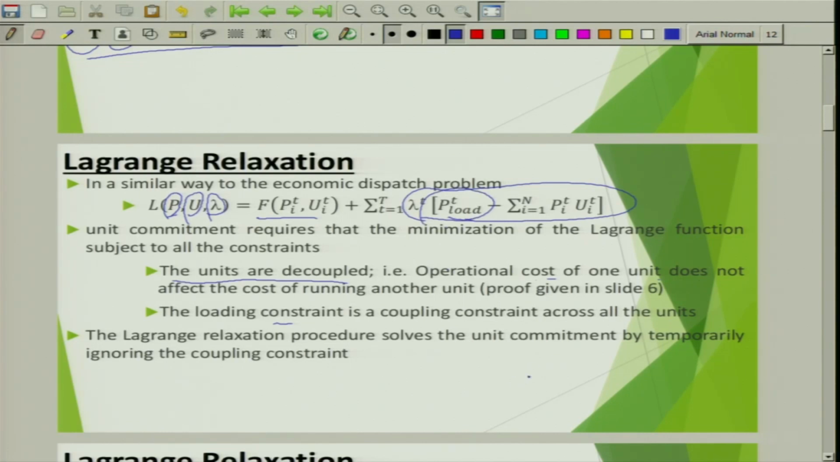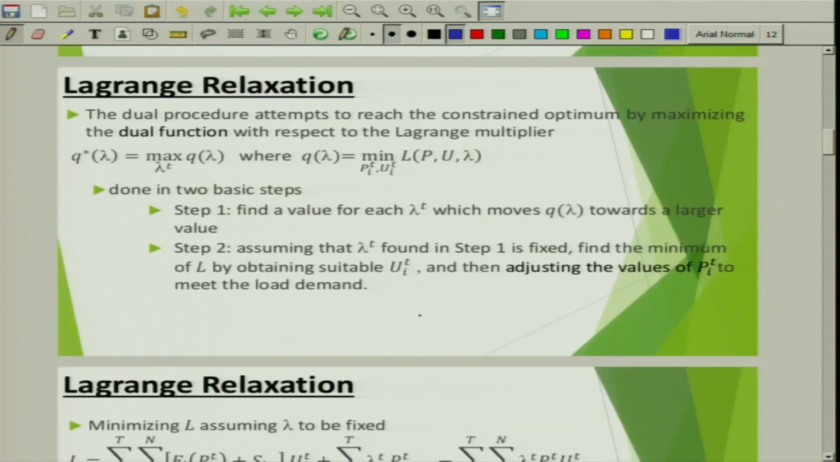So that means the summation of generation should be equal to load, ultimately. The Lagrangian relaxation procedure solves the unit commitment problem by temporarily ignoring the coupling constraint. The dual procedure attempts to reach the constrained optimum by maximizing the dual function with respect to the Lagrangian multiplier. So this is the dual function, right? We follow a two-step procedure.